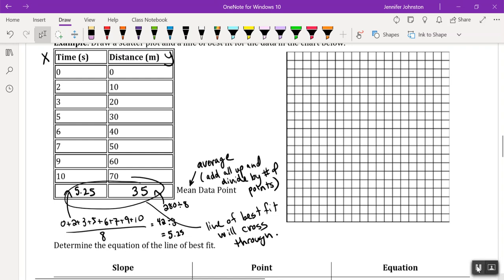Okay. So we are going to graph this chart in the next video. So please pause this, make sure students have this written down, and we're going to graph it in the next video.